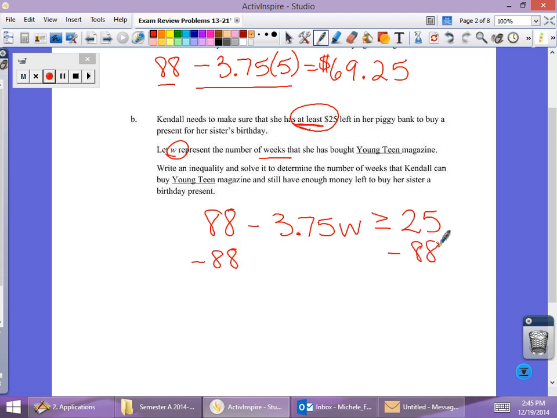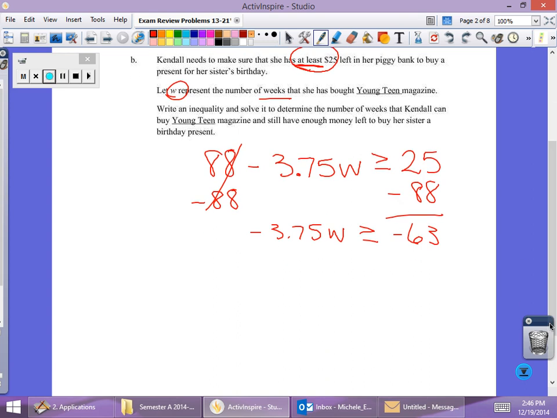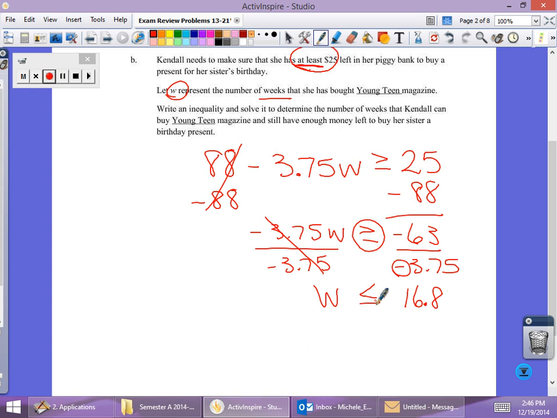It does need to be subtracting 88. If you try to do plus 88, 88 plus 88 does not cancel. So it should be minus 88, because 88 minus 88 is 0. I'll bring down the -3.75W is greater than or equal to 25 minus 88 is -63. And then we'll divide both sides by -3.75. Okay. We'll get W. We'll get 16.8. And again, because of dividing by the negative, we switch the inequality and it becomes less than or equal to.